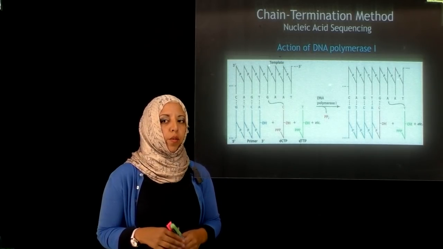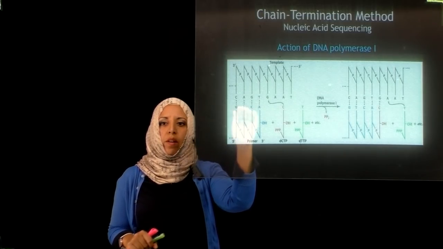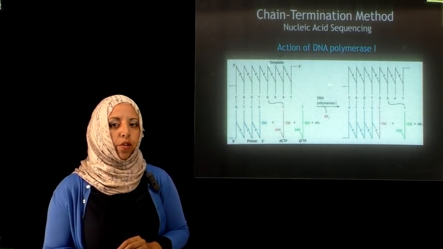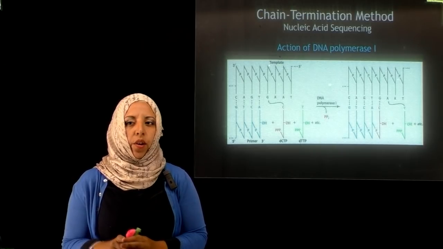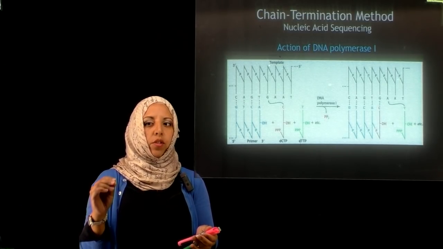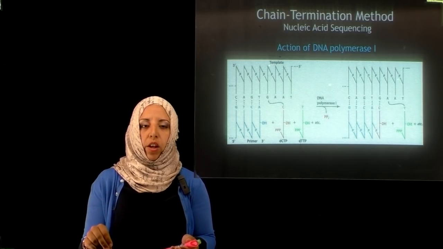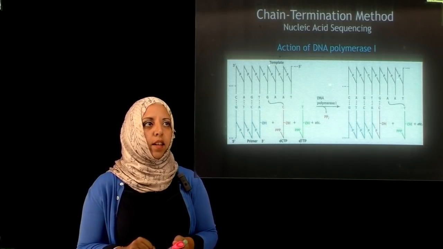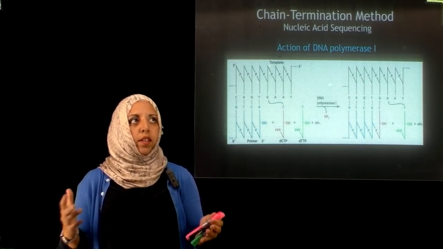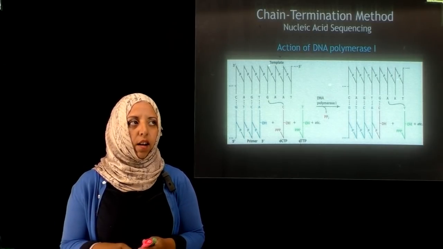Alrighty, hello everyone. In this video, what we're going to be talking about is one of the techniques that involves nucleic acid sequencing. If we wanted to sequence a DNA molecule, what we're trying to do is determine the exact, precise sequence of nucleotides in a DNA sample. One method is known as the chain termination method, or the dideoxy method.